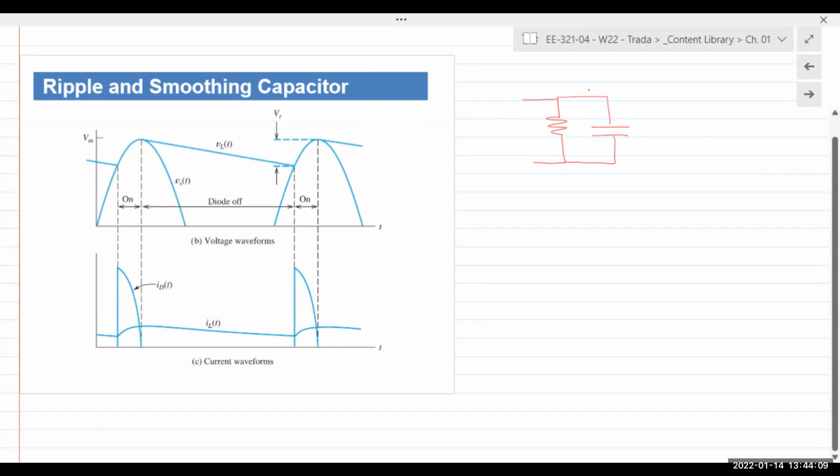Actually, even before the load resistor comes into the picture, the capacitor is already present in the circuit. So what happens? The output is like this, right? And then, of course, the empty gap in the middle. So whenever the diode is on, it conducts current, and the capacitor charges.